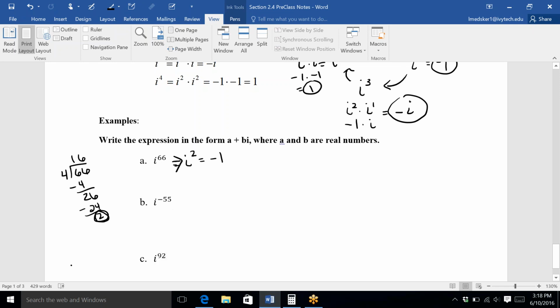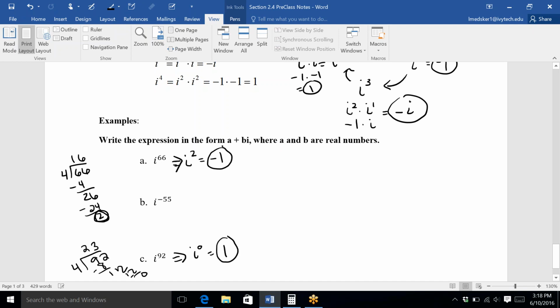I'm going to go to 92 first because the middle one has the negative exponent. So 4 into 9 goes 2 times. That's 8. That's 1. That's 12. 4 goes into 12 3 times with a 0 remainder. So essentially this is like i to the 0, but that really just means i to the fourth. So i to the fourth, or i to the 0, anything to the 0 power is positive 1.